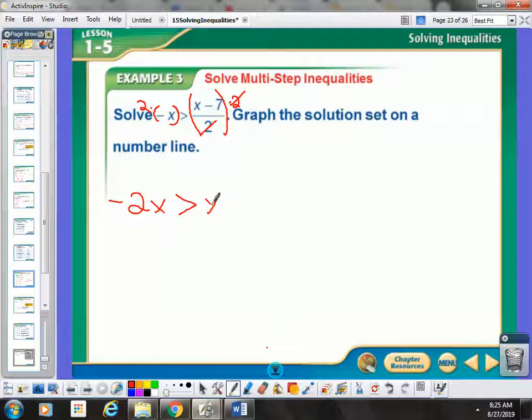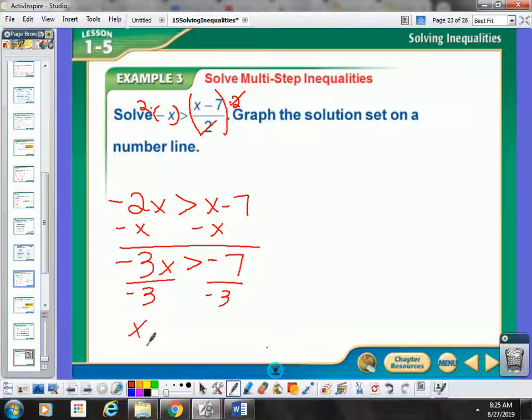I'm left with x minus 7. What would you do next? Subtract x. So negative 2x minus x is negative 3x, is greater than negative 7. The next step, we should divide by a negative 3. Do we need to flip the inequality symbol here? Yes. Negative 7 divided by negative 3 is a positive 7/3. So it should be x is less than 7/3.